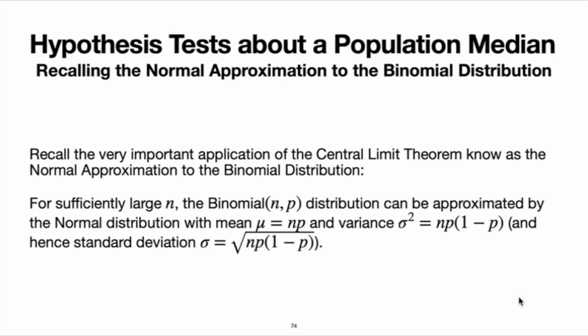So remember that according to the normal approximation to the binomial distribution, which again is an application of the central limit theorem, for sufficiently large n, the binomial distribution with n trials and success probability p can be approximated by a normal distribution that has the same mean and variance as that binomial. So the normal distribution that we're talking about would have a mean equal to n times p, which is the mean of this binomial, and a variance equal to n times p times 1 minus p.